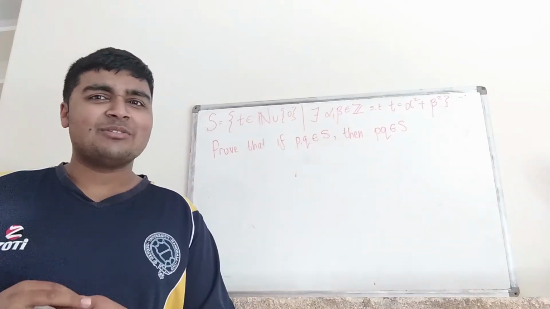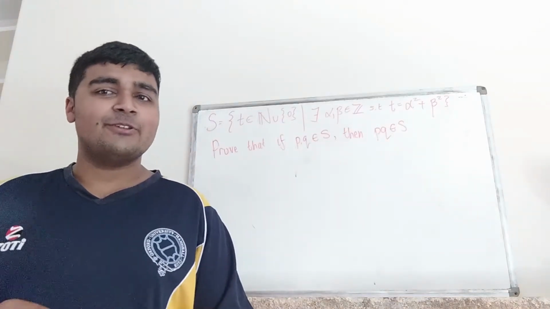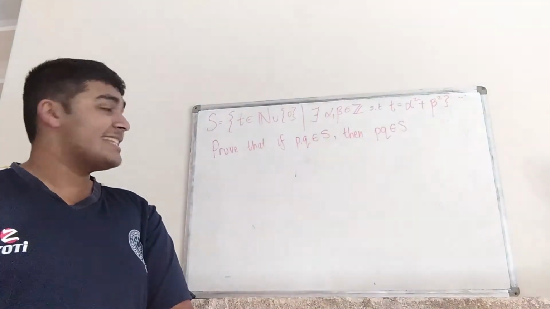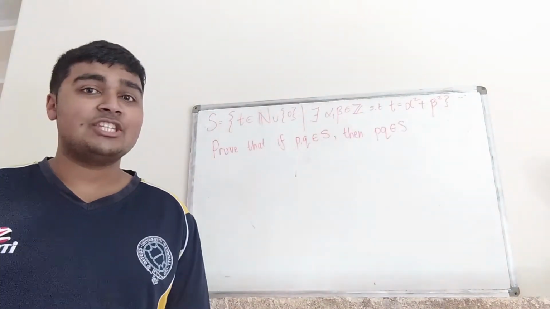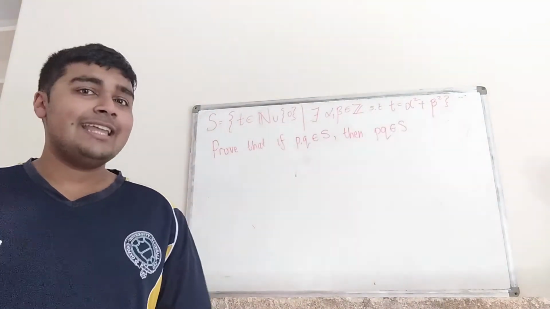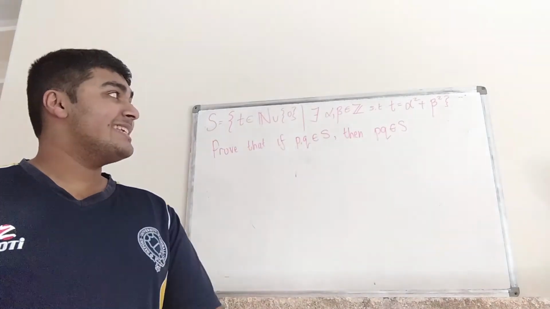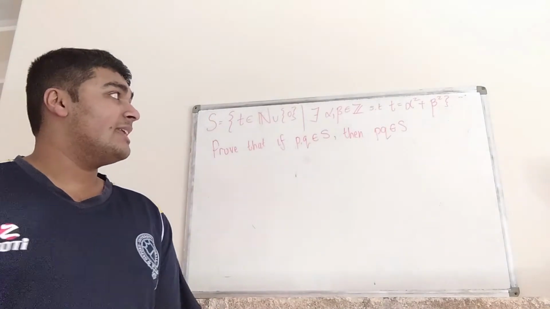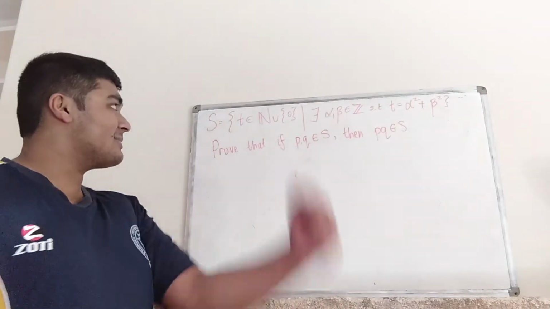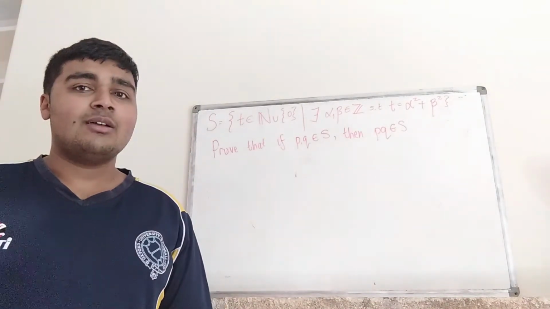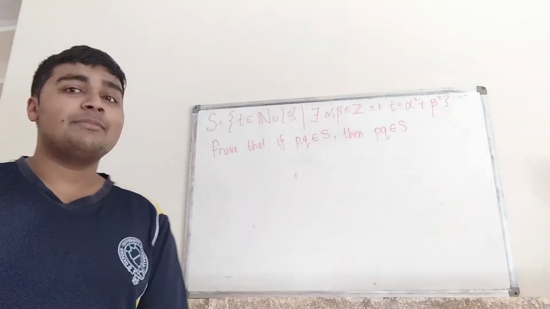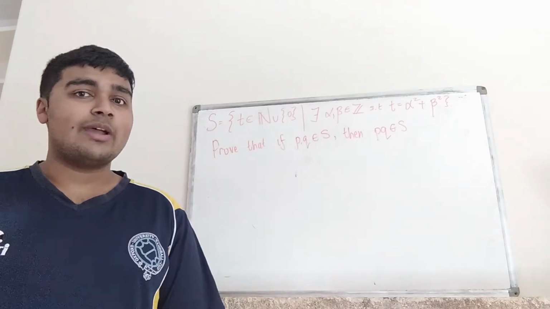Today I've got a fun little number theory style problem for you. We have a set S, defined to be the set of non-negative integers t for which there exist integers alpha and beta such that t equals alpha squared plus beta squared. So in other words, it's the subset of the non-negative integers with the property that each number in that set can be expressed as the sum of two square numbers.